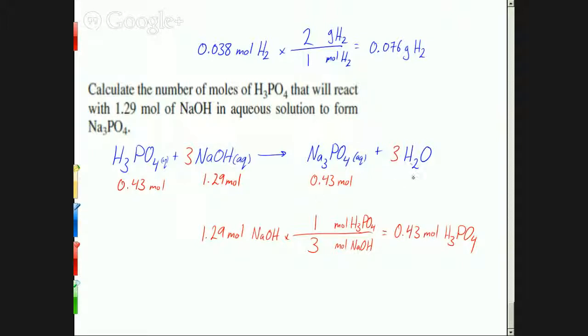So then how much of this do we make? 1.29, right? Because this is 1 to 1 or 3 to 3. So for every 3 of these, we need to make 3 of these. For every 1.29 of these, we make 1.29 of these.